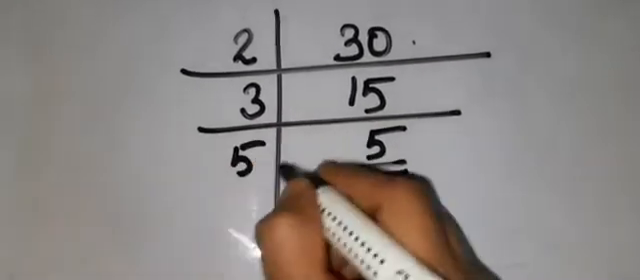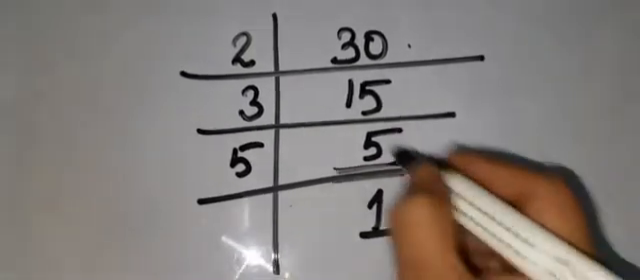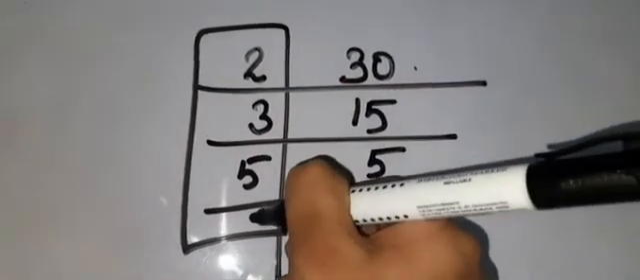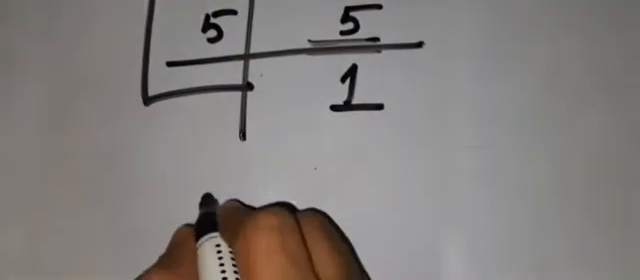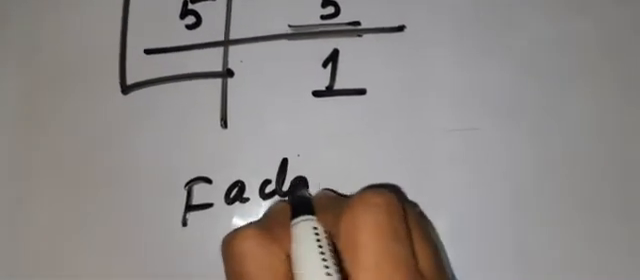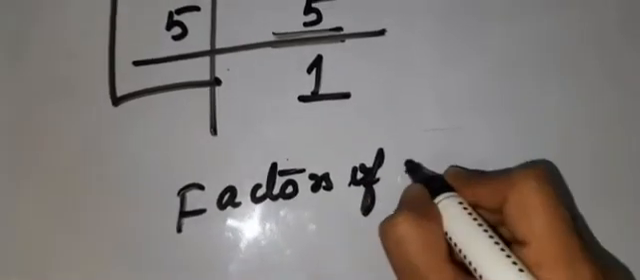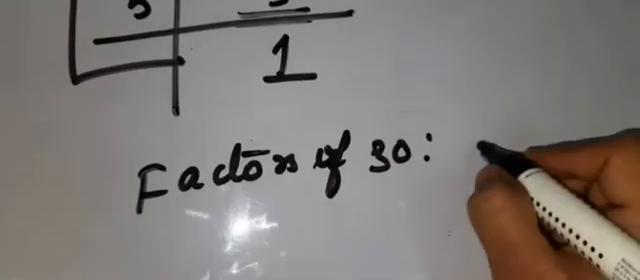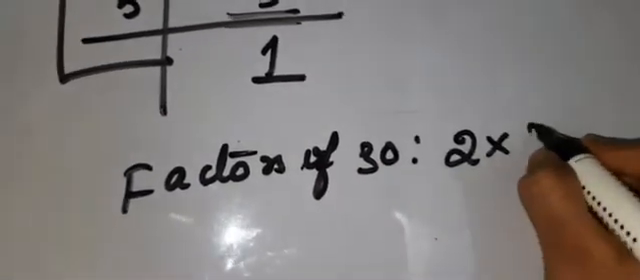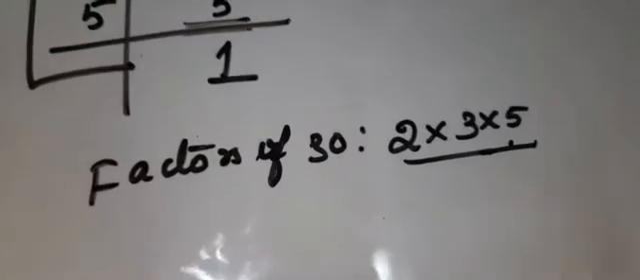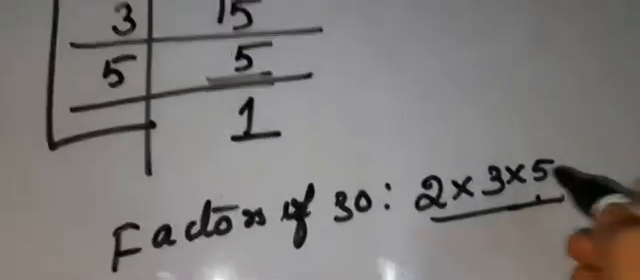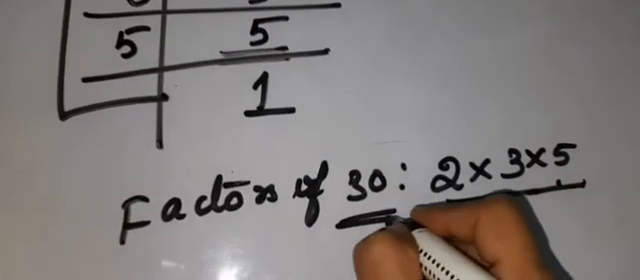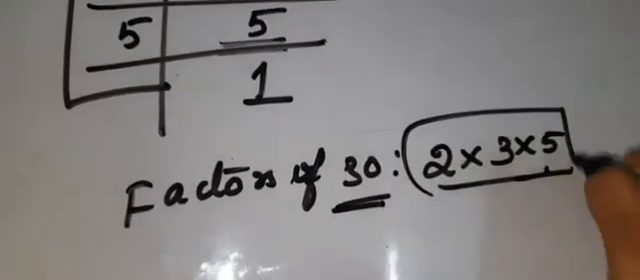So 5 into 1 is 5. These are the prime factors of the given number 30. Now what we are going to do? We are going to write the factors of 30. So the factors of 30 are 2 into 3 into 5. 2 3s are 6. 6 5s are 30. So now we got the factors of 30, and they are prime numbers.